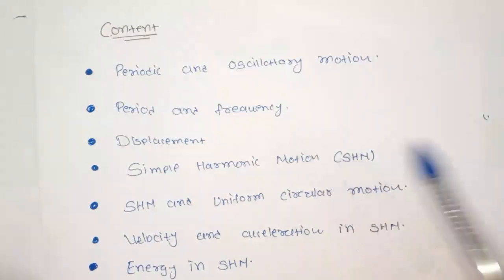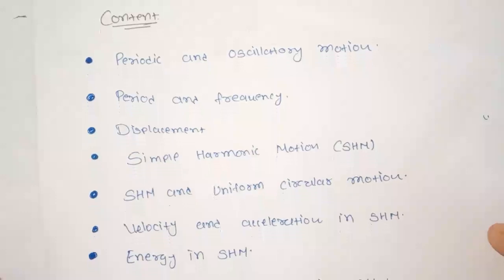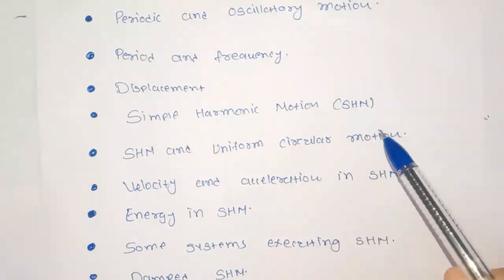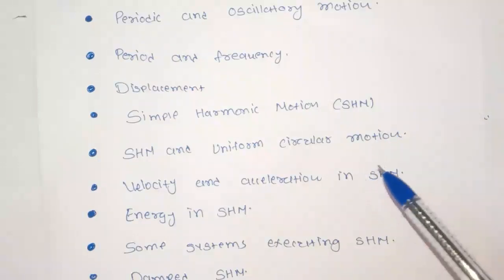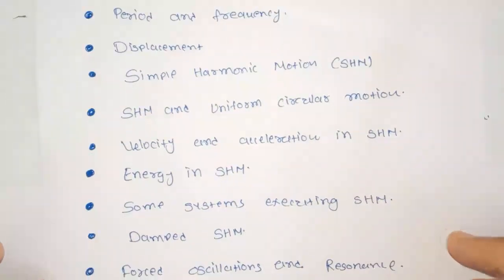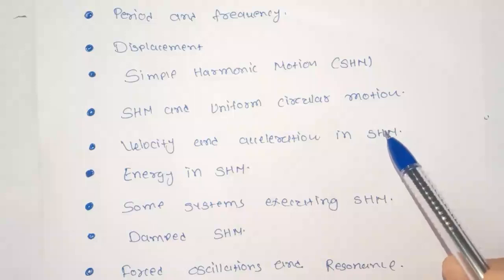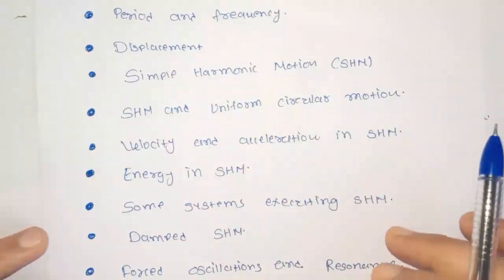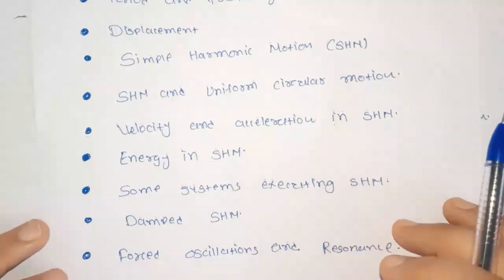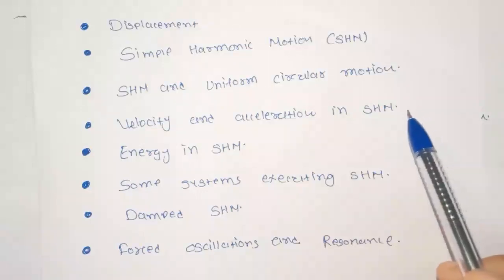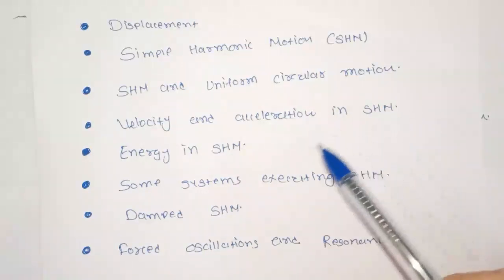Then we'll see the displacement in oscillatory motion, the simple harmonic motion, which motions are considered to be simple harmonic motion, the condition for a motion to be simple harmonic motion, etc. Then we will see the SHM and the uniform circular motion, the relation between SHM and uniform circular motion. After seeing the displacement in SHM, we'll see velocity and acceleration in simple harmonic motion as a function of time and as a function of position.